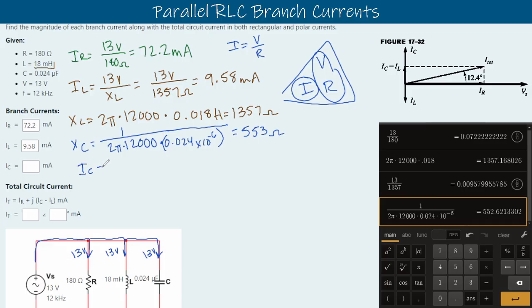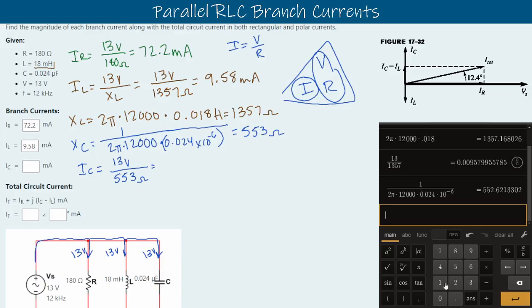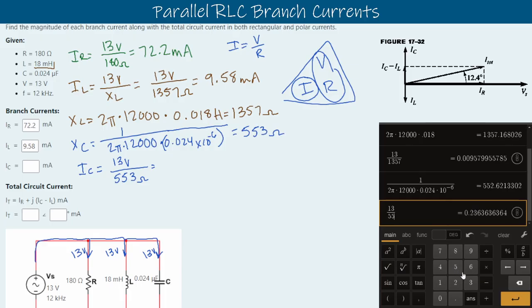So IC is equal to 13 volts down that branch, divided by 553 ohms for our capacitor. Set that out here. We'll say that we have 13 divided by 553. That gives us milliamps. We'll move that over by 3 and we'll say 23.5 milliamps. So that gives us our third variable here, 23.5. Then we've got one more to plug into down here.